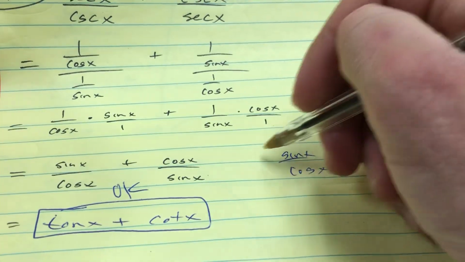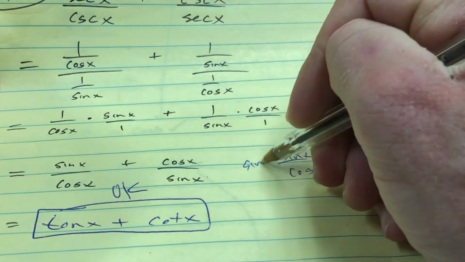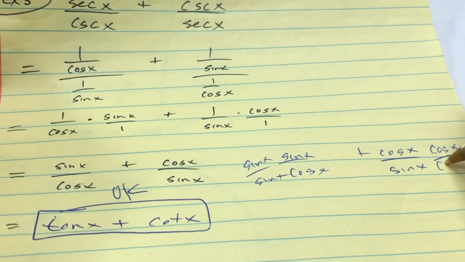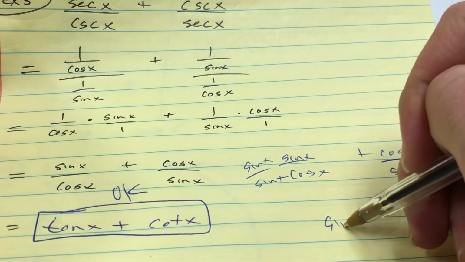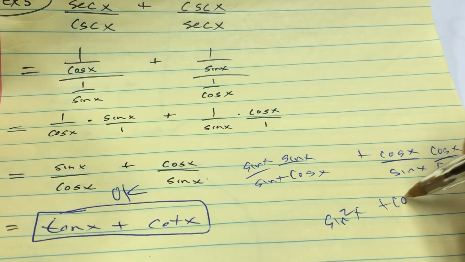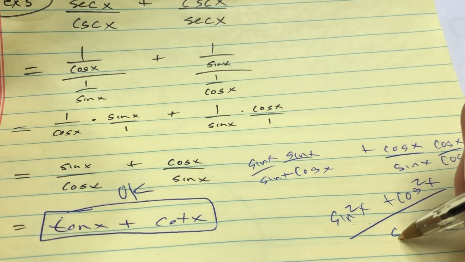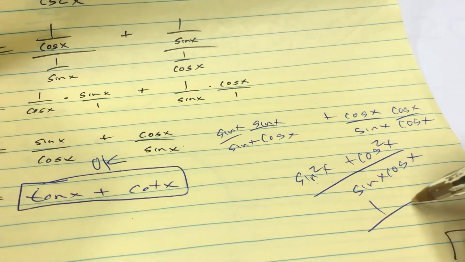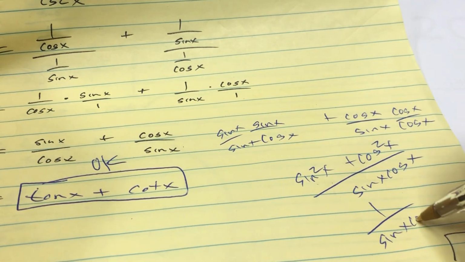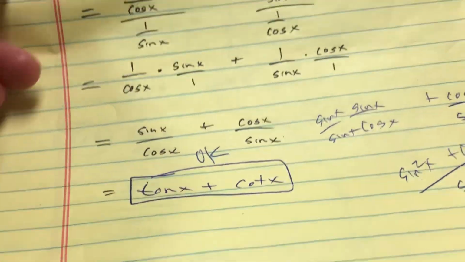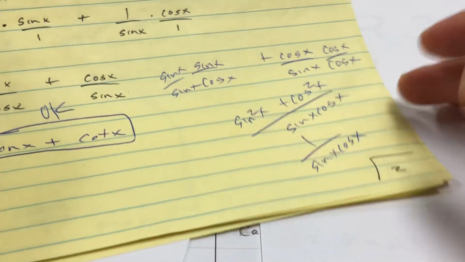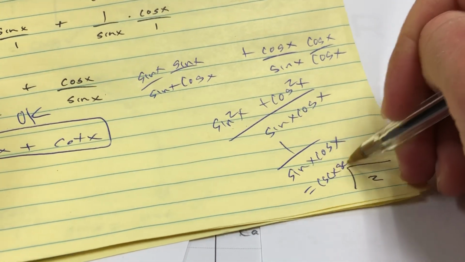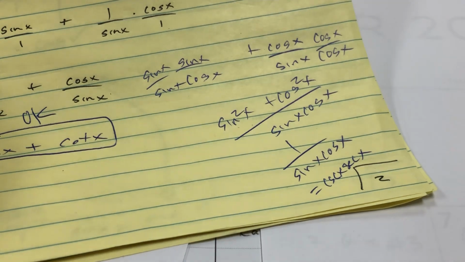So this fraction is going to get sine over sine. This one's going to get cosine over cosine. So you're going to have sine squared plus cosine squared all over sine cosine, which means you're going to have 1 over sine cosine. That is interesting, which is the same thing as cosecant secant. What? Wow.